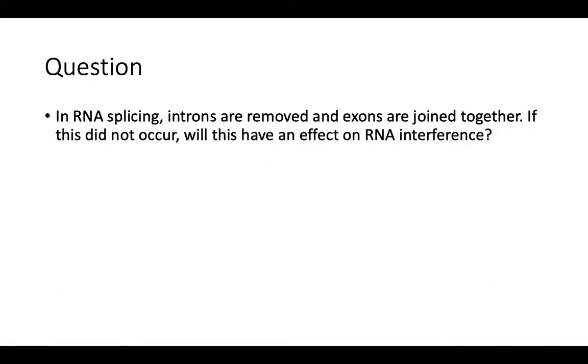So my question now is, in RNA splicing, we know that the introns are removed and the exons are joined together. So if RNA splicing did not occur, will this have an effect on RNA interference?